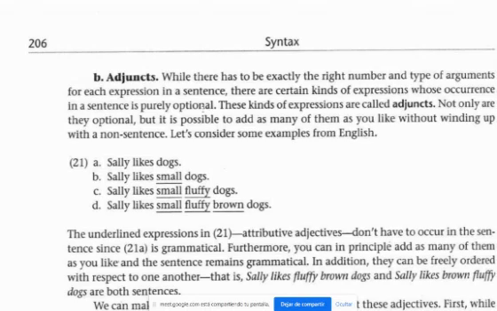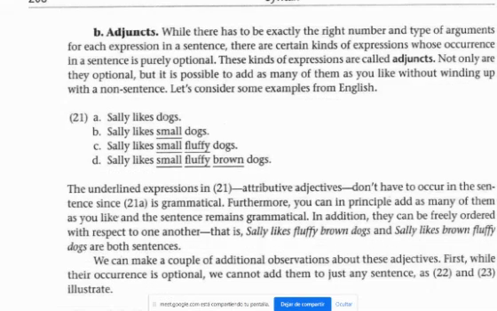Not only are they optional, but it is possible to add as many of them as you want. Okay, they are optional, and you can add as many adjuncts as you want, but the complement is just one. It's not recursive. I mean, just one complement. And the complement is right next to the verb. Adjuncts, you can add whenever you want. For example, dog is just next to the verb, but then the adjuncts you can add.